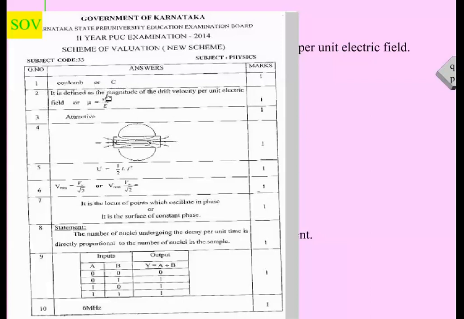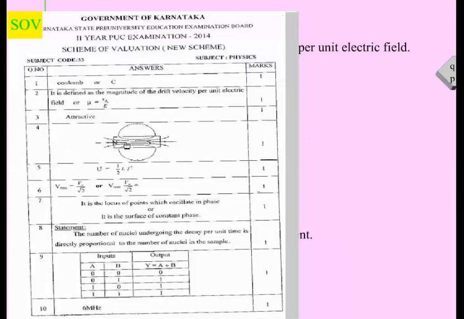And look here, it is defined as the magnitude of the drift velocity per unit electric field. Or even the student can write the definition in the form of mathematical form. That is mu is equal to drift velocity divided by electric field. And look at third one, attractive. Just even if he has mentioned attractive, he gets 1 mark. Look here, the fourth one, this is the pattern.